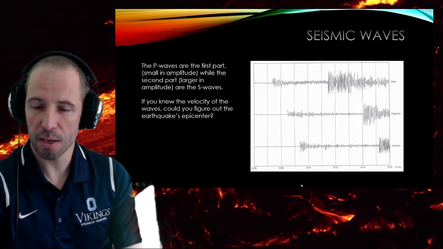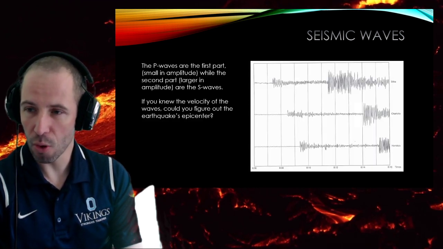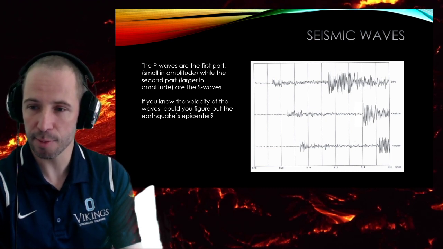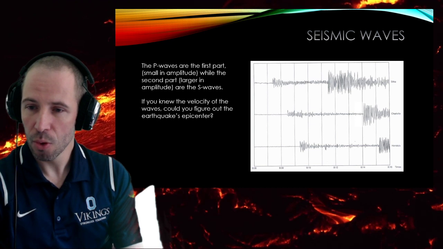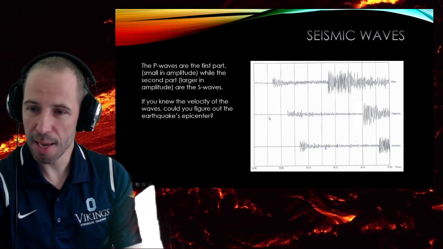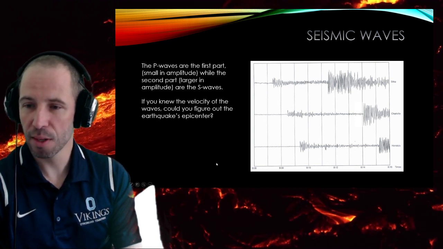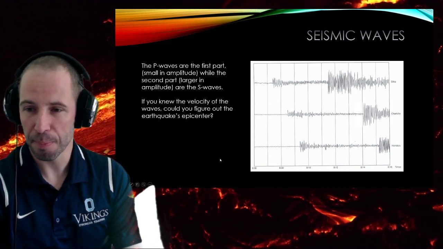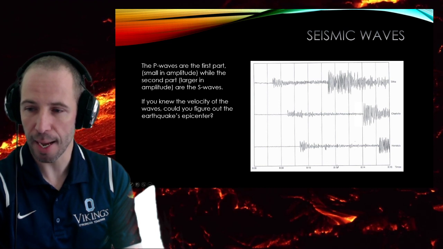First up, these are just recordings from 3 different earthquake monitoring stations, 3 different seismic sensors. Which seismic sensor, A, B, or C, was closest to the epicenter, the place where the earthquake originated from? And this is just a graph of waves over time.